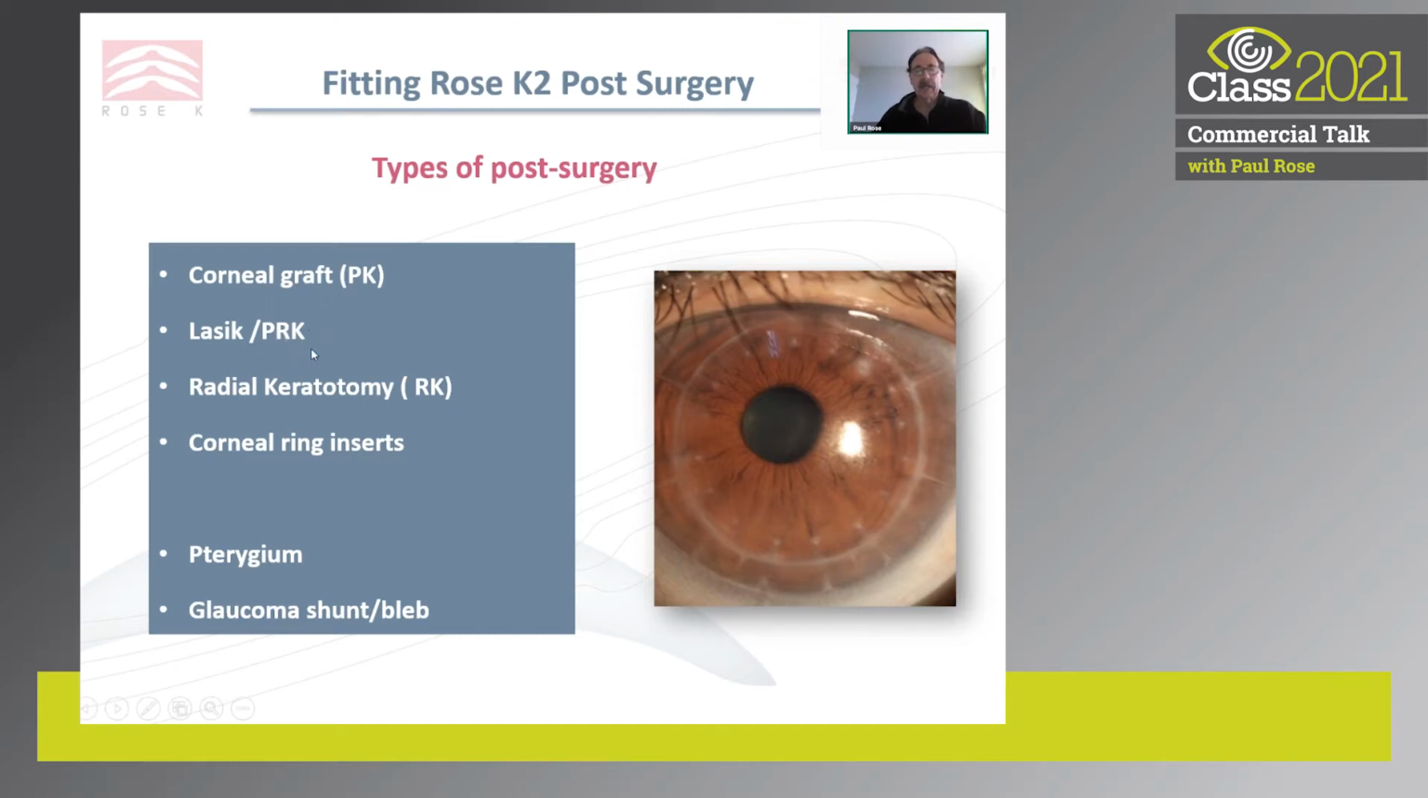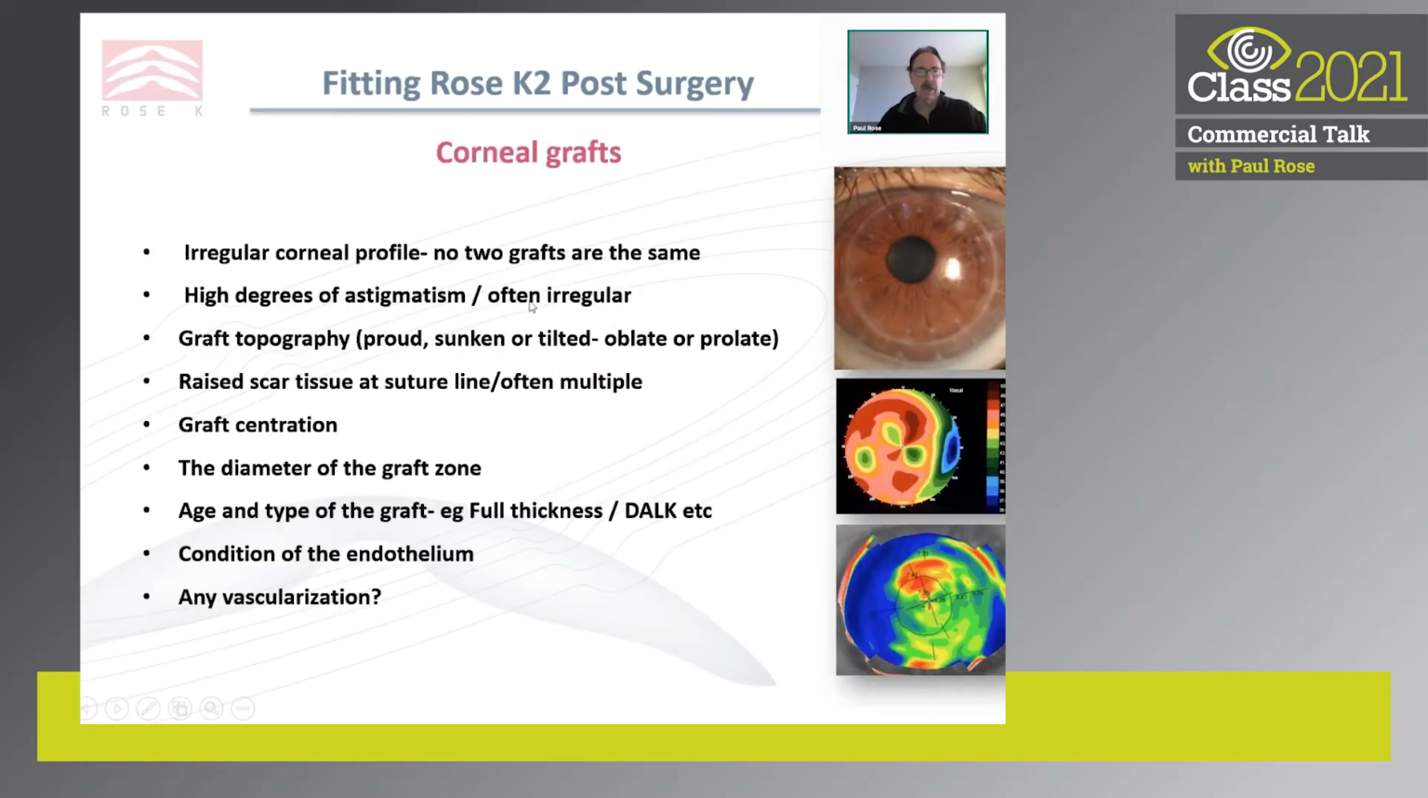The LASIK or PRK, very common where you get ectasia. RK, fortunately in New Zealand, we didn't have many RK cases, so I've seen only a few of those. Corneal ring inserts, which are very common in some countries. And I'm also going to touch on these conditions, pterygium, glaucoma, a shunt, because if you move the lens to bear outside the limbus, these things need to be considered as well. So we're going to start off with corneal grafts.